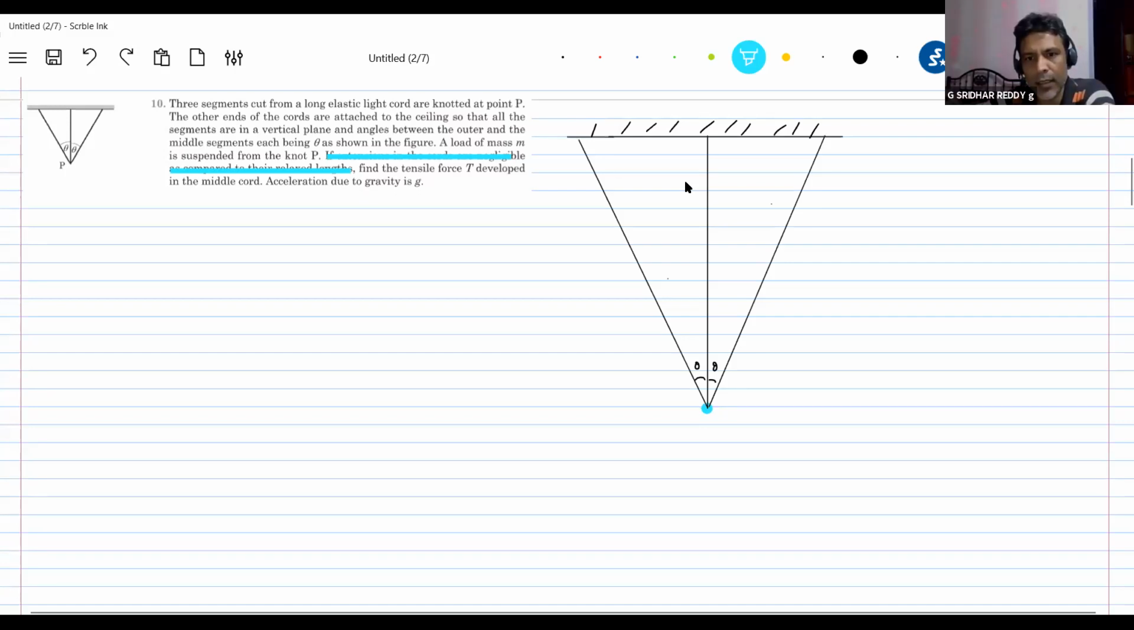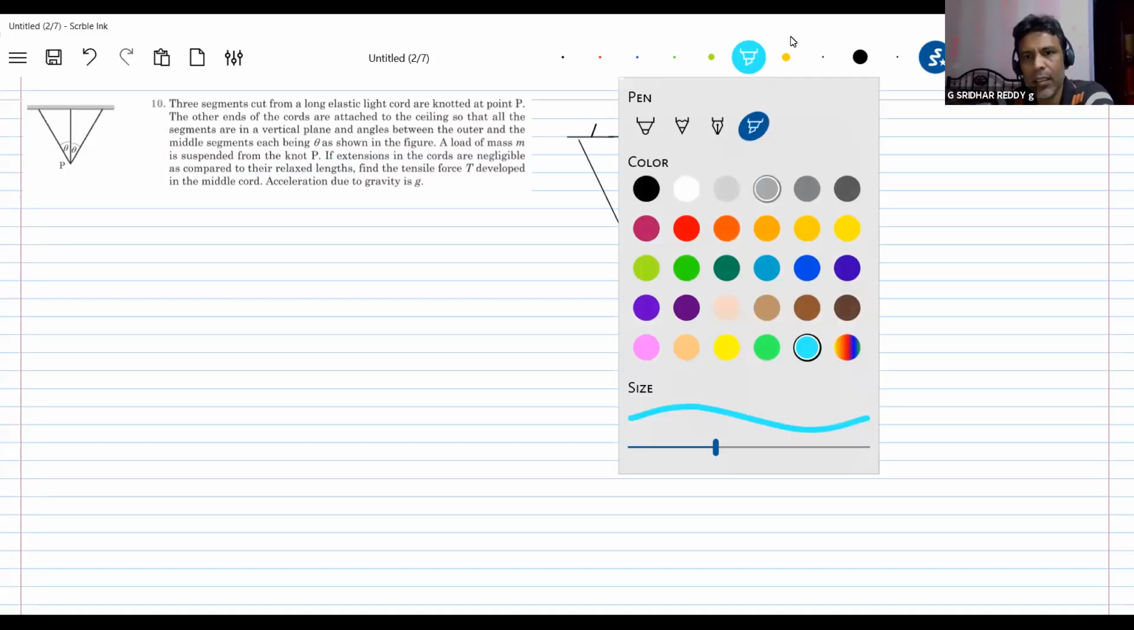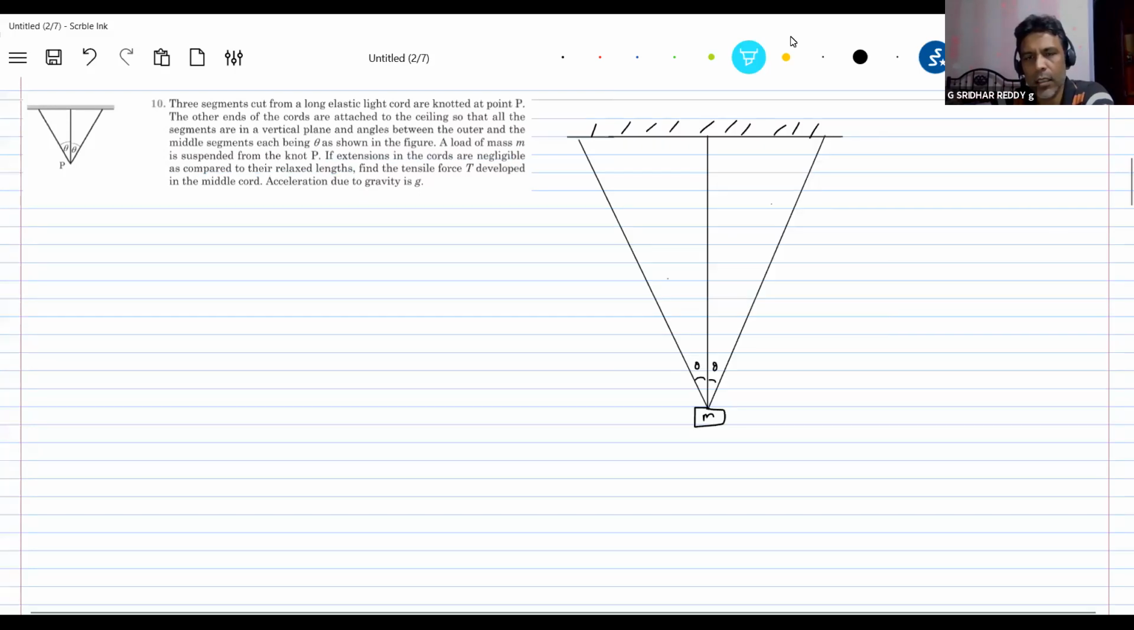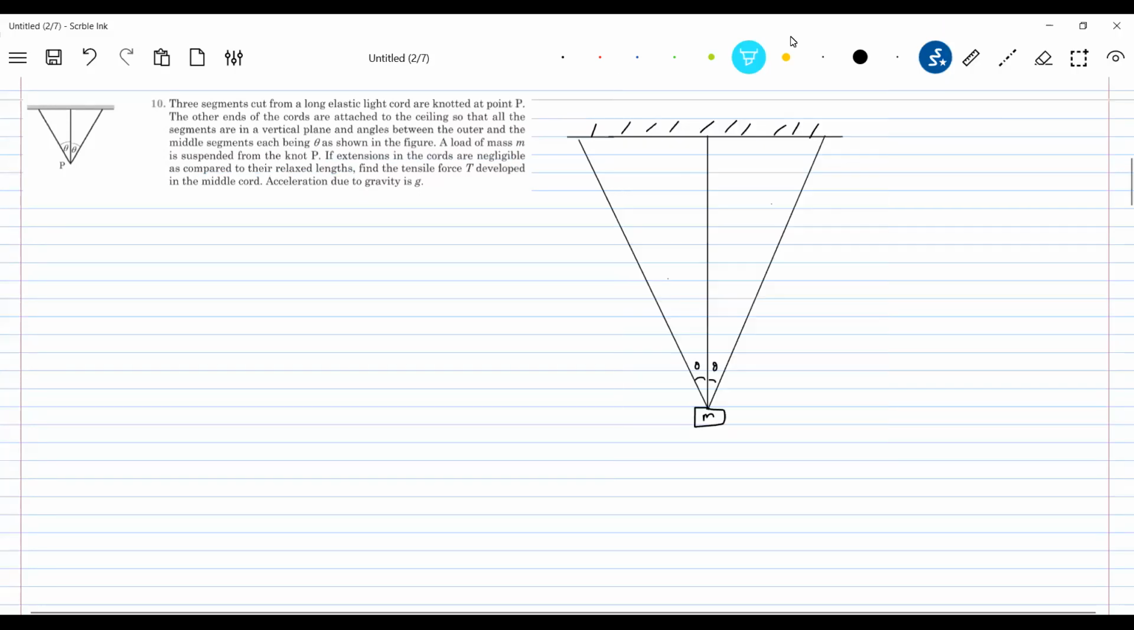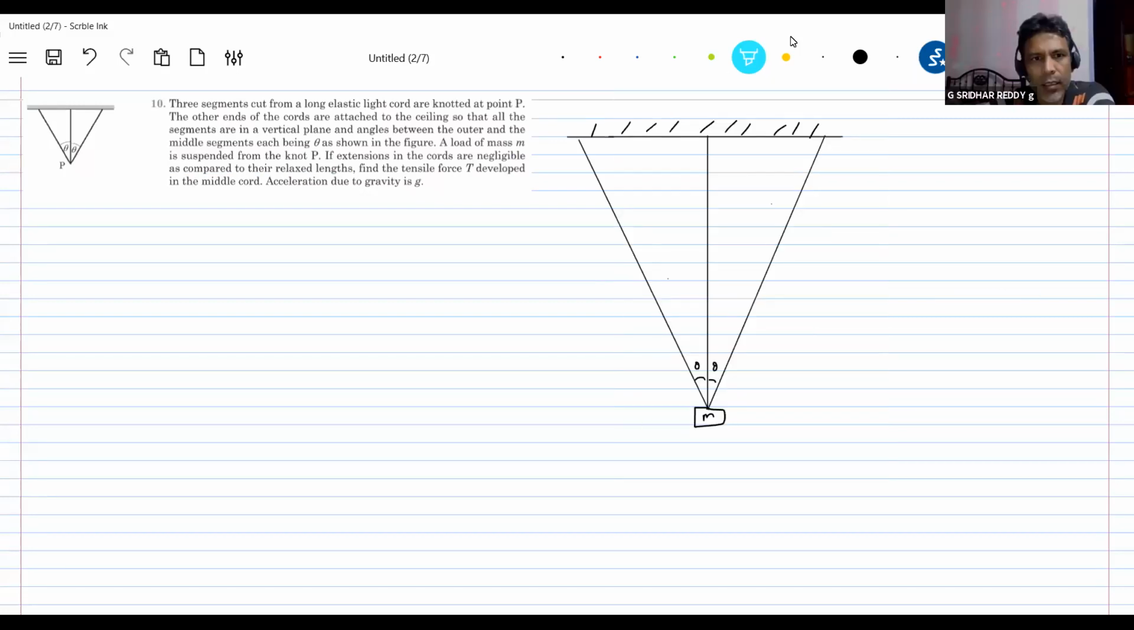Here a particle is suspended. Now look at this: if the extensions in the cords are negligible as compared to their relaxed lengths. On this sentence, we'll see what happened. Okay, this sentence is the core part of the problem, the idea of the problem.